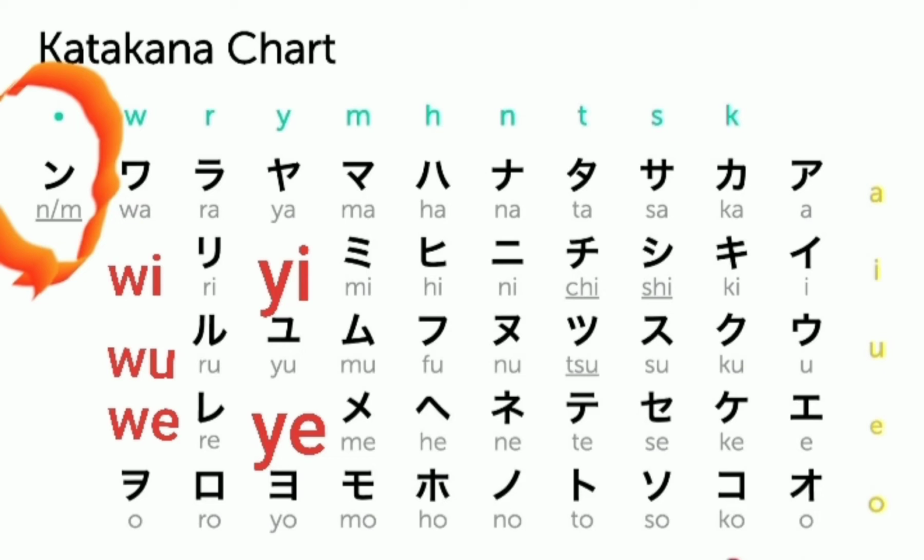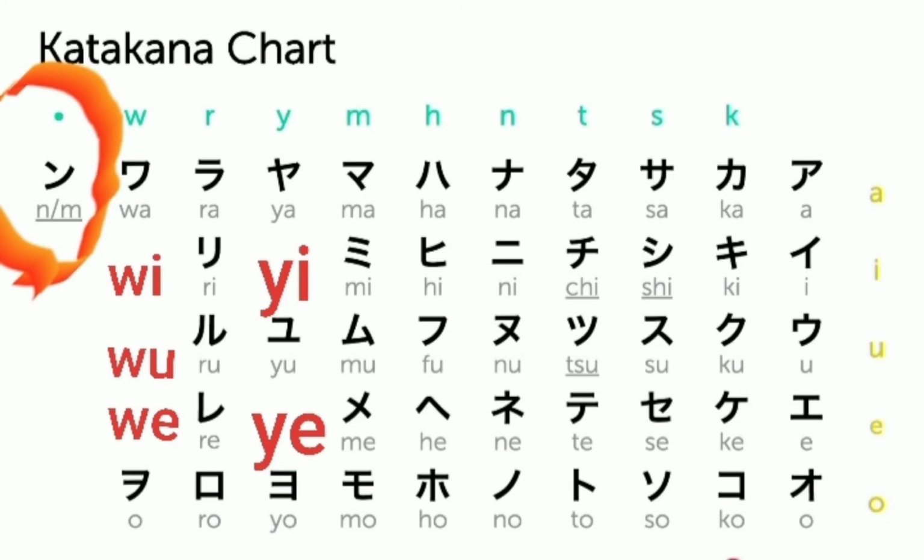Let's study the H column. Ha, hi, hu, he, ho. Notice the spelling of hu. It's Fu instead of Hu. Fu, because there is no F sound in the Japanese. So instead of fu is hu, like Fuji. Remember, no F sound in Japanese.